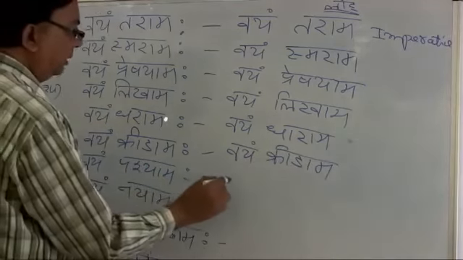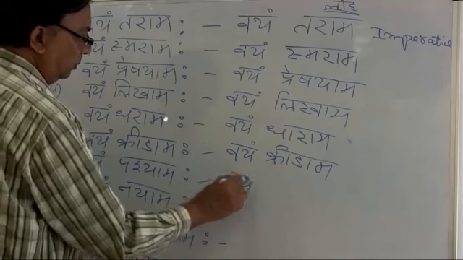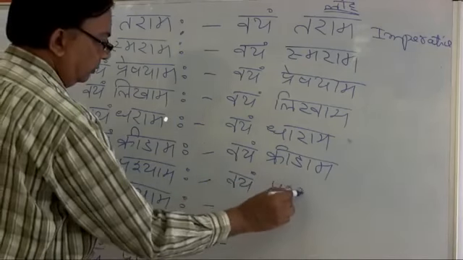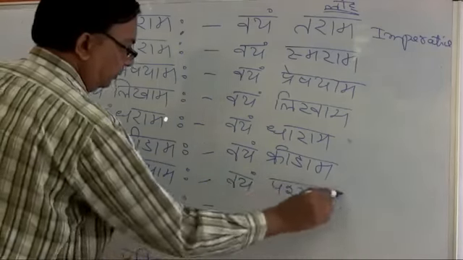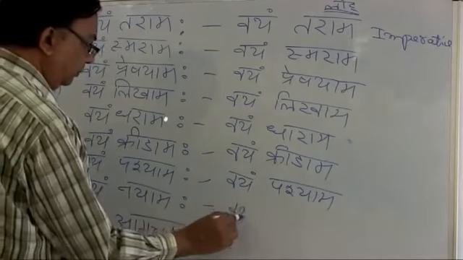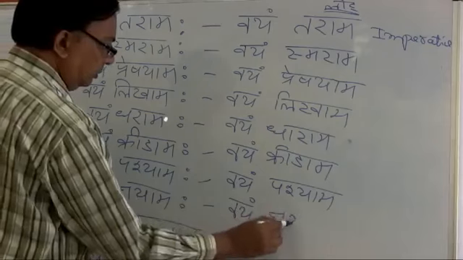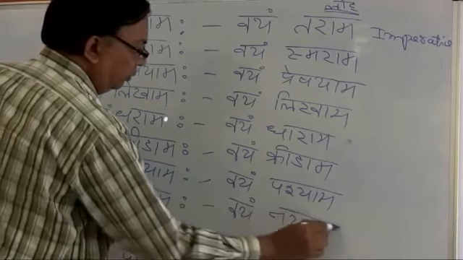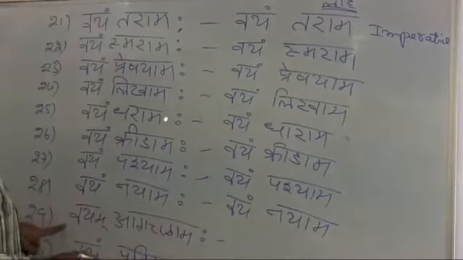Vayam pashyamaha becomes Vayam pashyama. Vayam nayamaha becomes Vayam nayama. I am only removing the visarga and writing here.